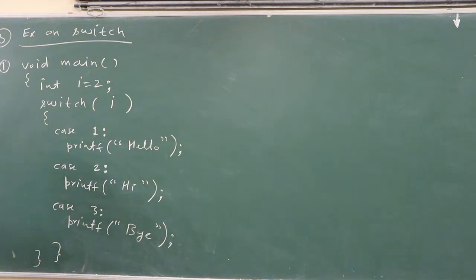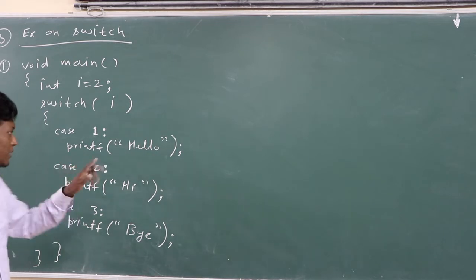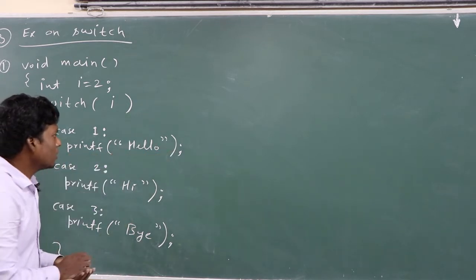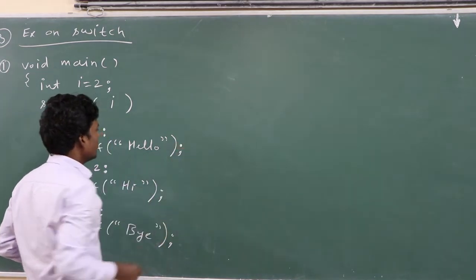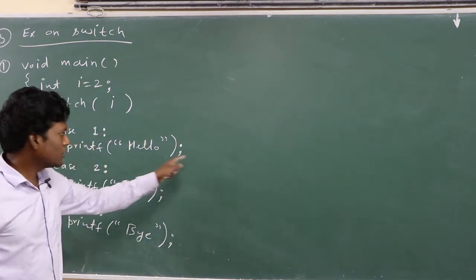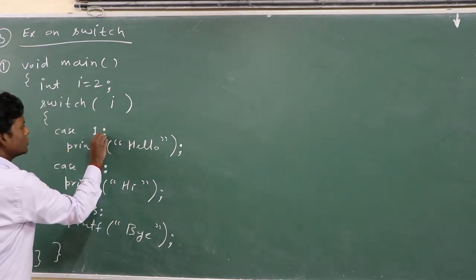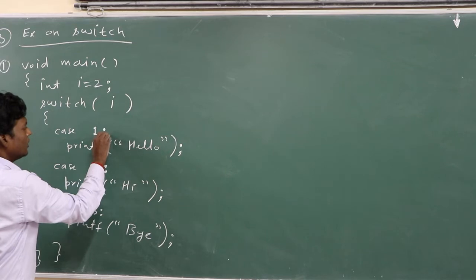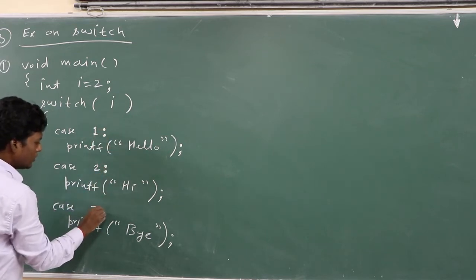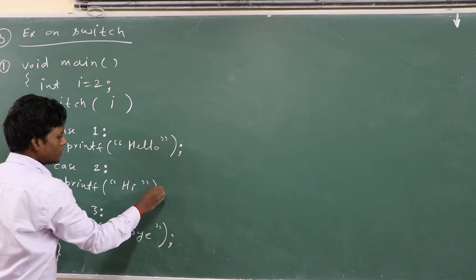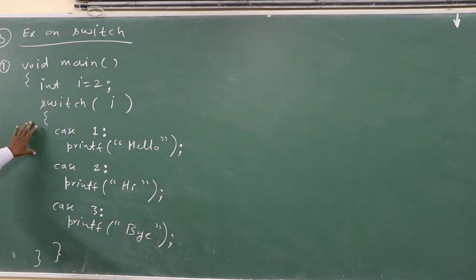Main is closed here. Class, this is the switch block. Switch is a statement. Here there are three cases: case 1, case 2, case 3, and in each case there is a single statement. Printf hello semicolon. Actually a statement is terminated by semicolon, so this is the statement, and this is the colon. You should notice it. This is the colon, this is the colon, and this is the semicolon. Okay, so this is the example on switch case.